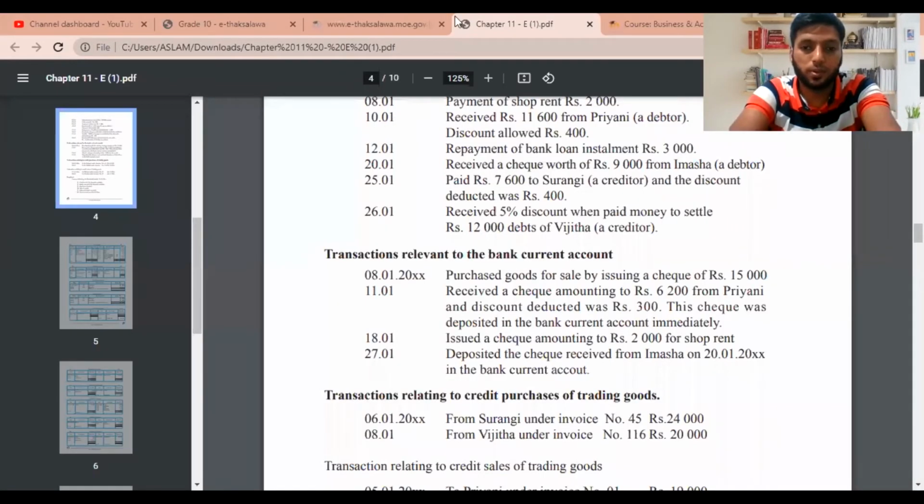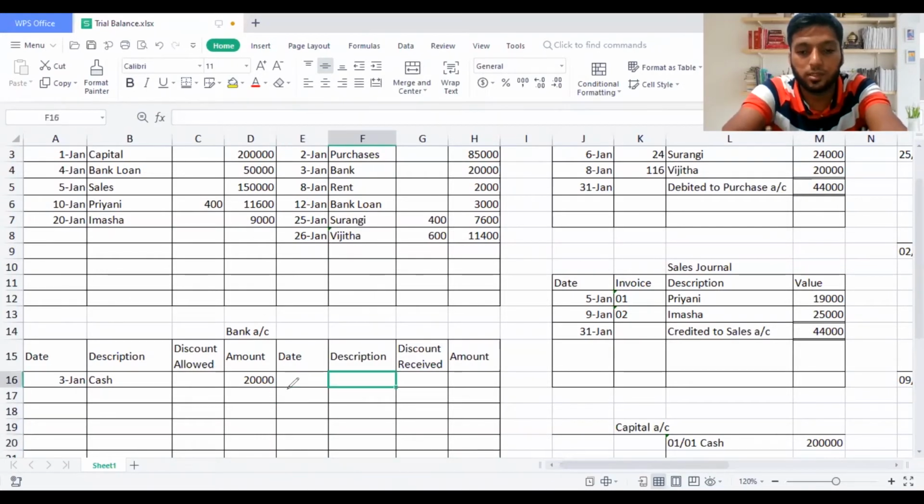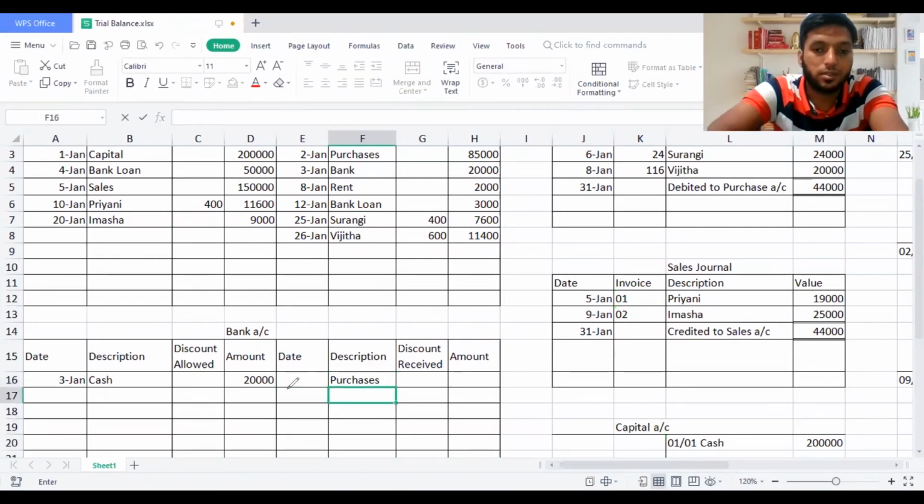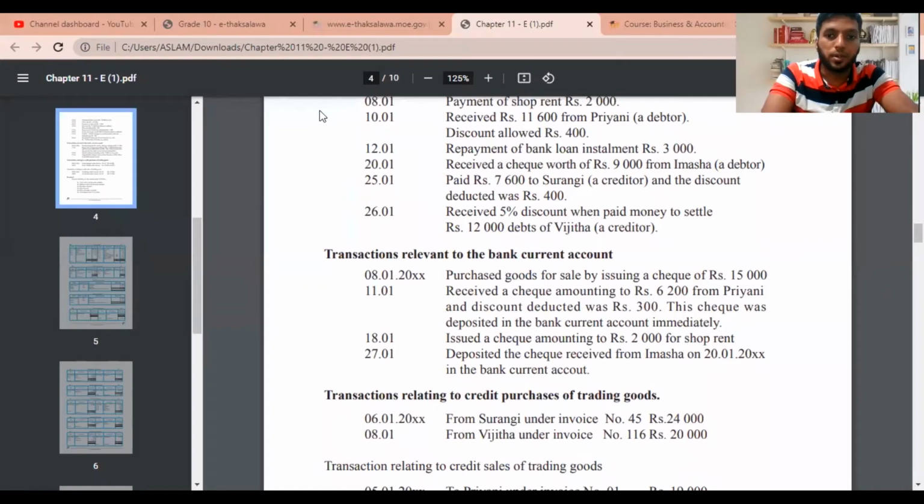Let's move on to the next part of the sum. Transaction relevant to bank current account. 8/1/2000, purchase goods for sale by issuing a check of rupees 15,000. So they are purchasing 15,000 worth of goods under purchases. So credit bank account. Here I'll write 15,000 and I'll record here. Give me a second. Purchase goods on sale of rupees 15,000.